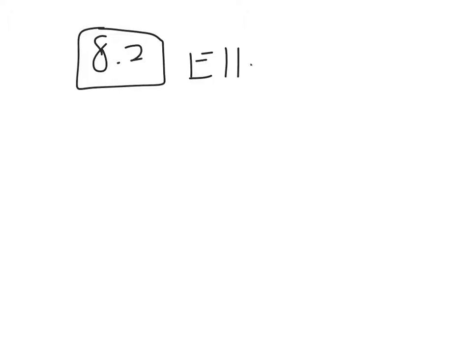So here we go, 8-2. We're going to do all of 8-2. I hope it's not too long. This chapter in your book is circles and ellipses, but I'm just going to focus on ellipses. We did some circles when we did polar graphing, so I think we're okay.